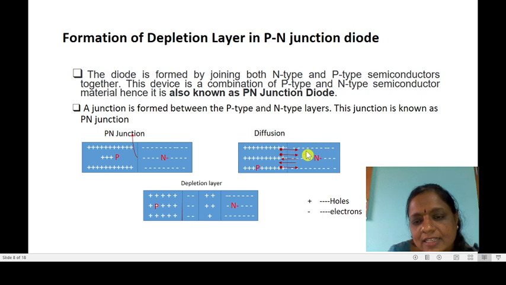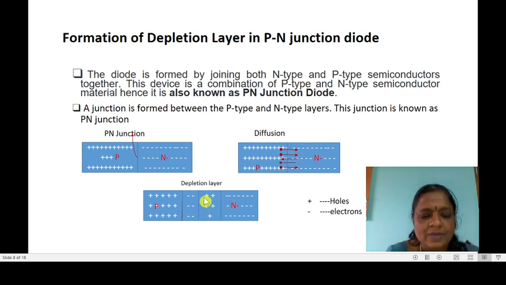Because these are attracted by the electrons. And similarly, these electrons are trying to move from the n to the p region. In this way, some of the holes try and achieve the goal. That means they come from the p to the n side. In the same way, electrons move from here to here.